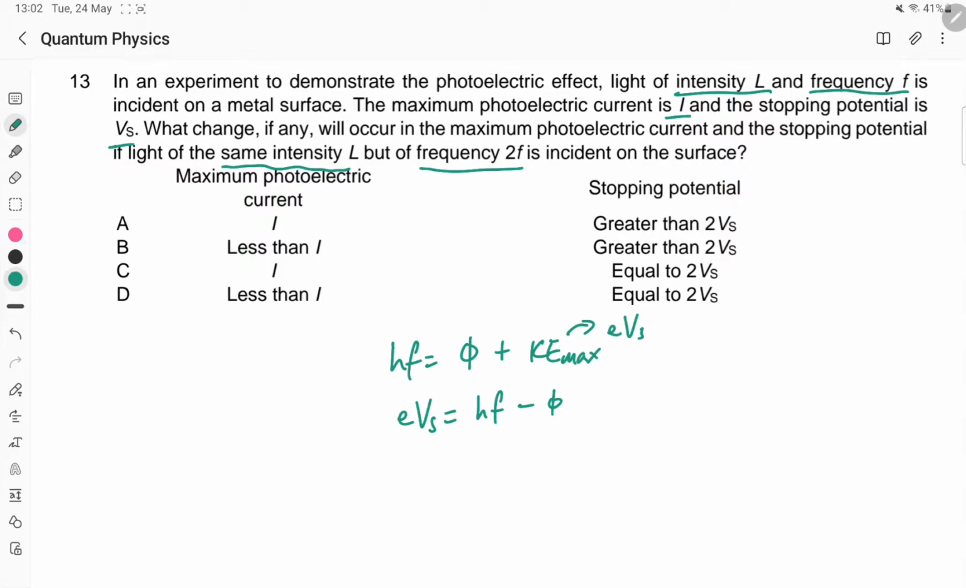When you double the frequency, you will cause the photon energy to be twice as large. You still have to compensate for the same amount of work function. When you have twice the photon energy compensating for the same work function, you will have more than twice the KE max compared to before. Therefore, stopping potential will have to be greater than 2Vs.